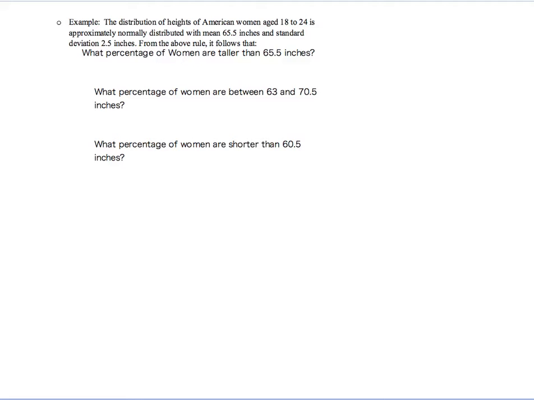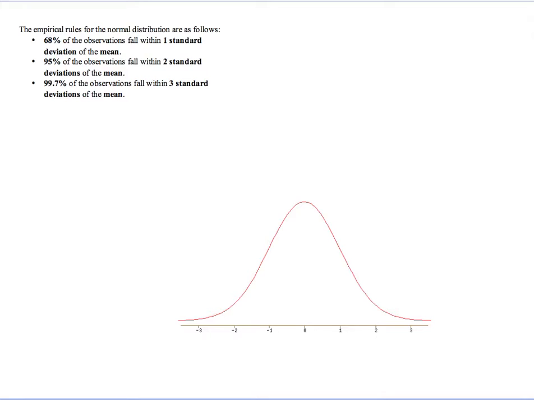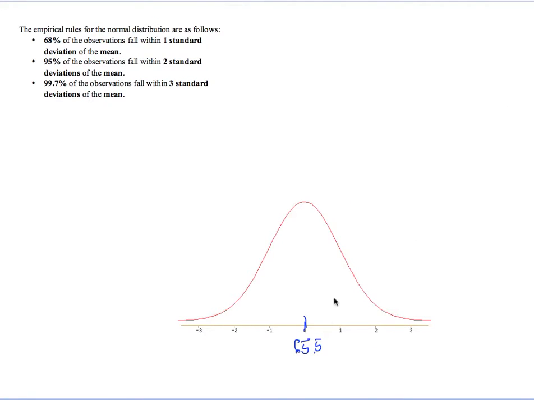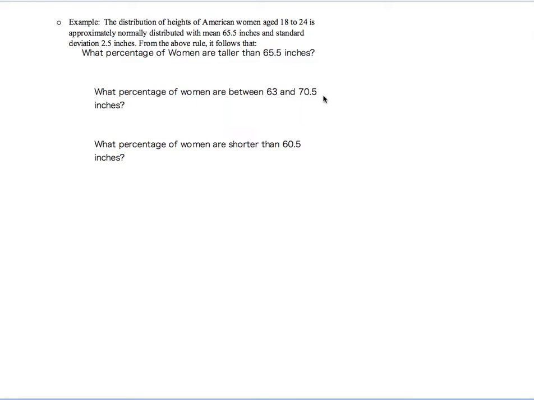So I look at my data, and 65.5 is my mean. So I'll go here and just write in 65.5 because that's my mean. So what percentage of these women are taller than 65.5? Well, since that's right at the mean and it's right in the middle, and on a perfectly normal distribution your mean, median, and mode are all right here in the center, what would it be? 50%. So that answer right here is 50%.